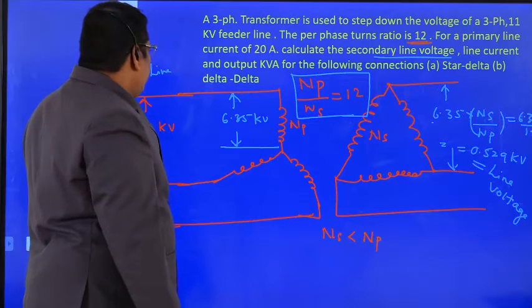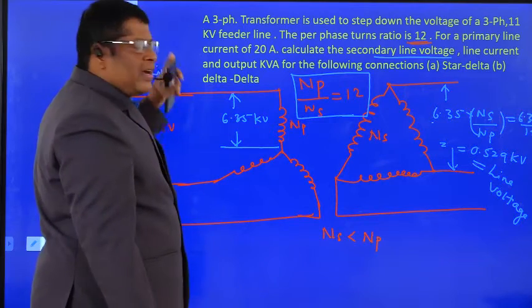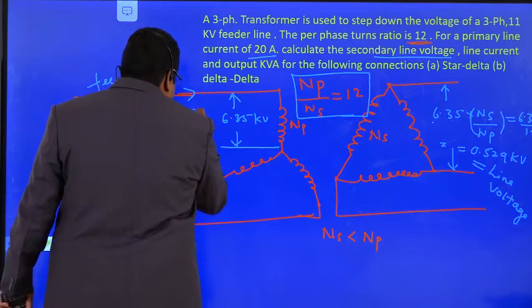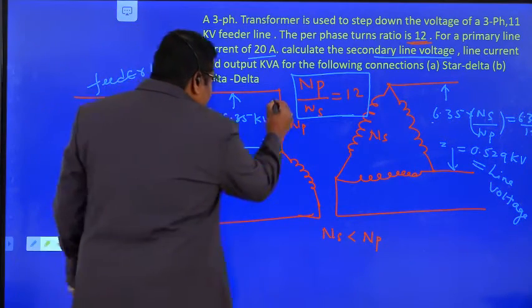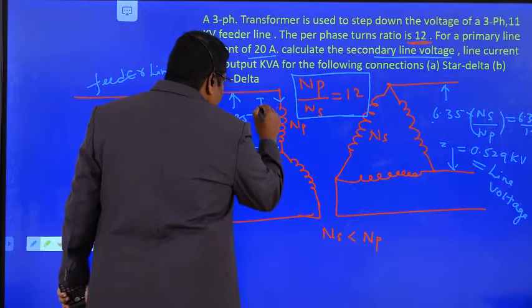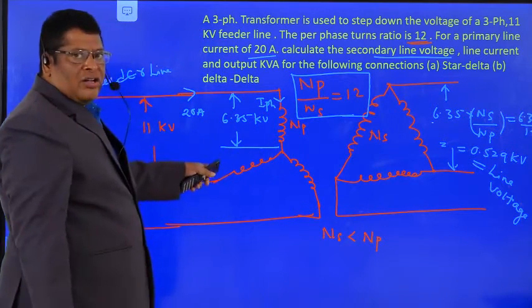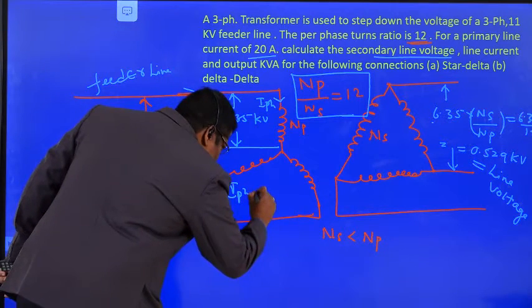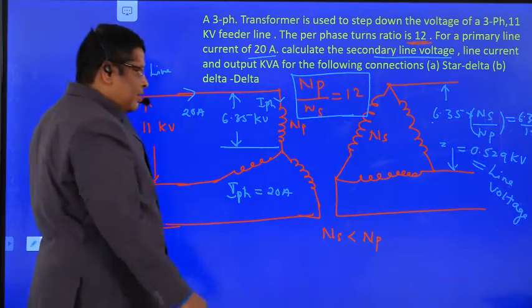Secondary line current. First you have to calculate the primary current. The primary current is given as 20 amperes. The line current is equal to the phase current. This is the phase current, I phase. Because the primary is connected in star, the phase current in a primary winding is equal to the line current, that is equal to 20 amperes.